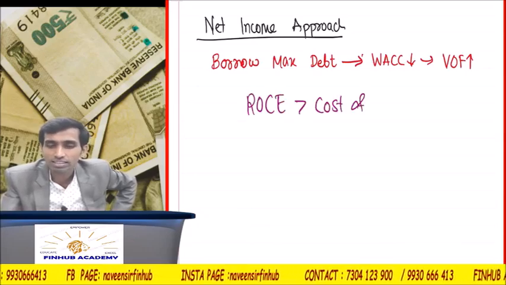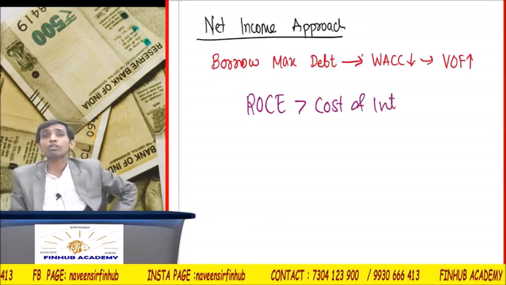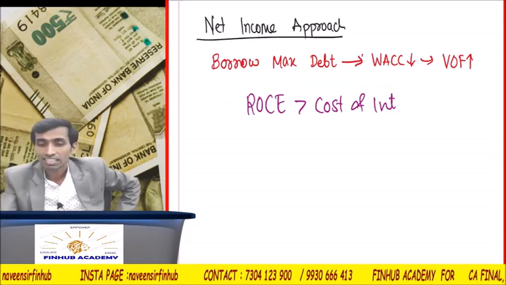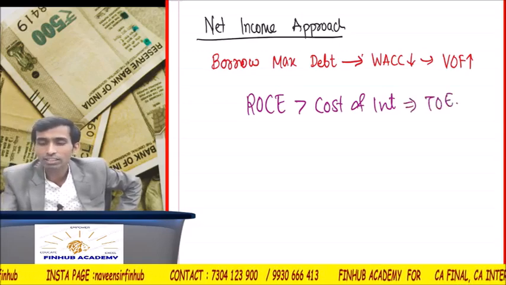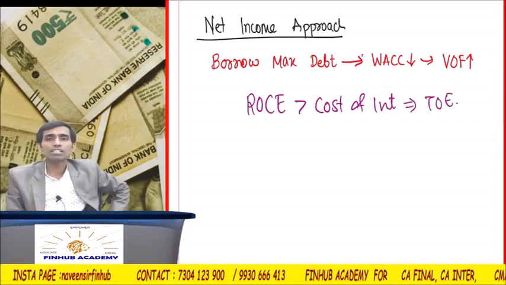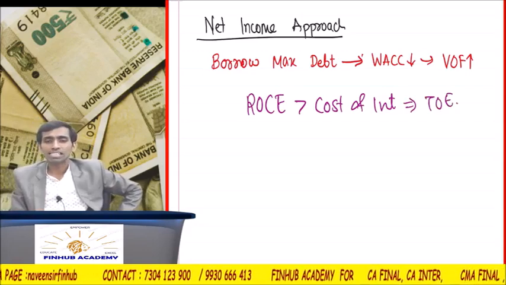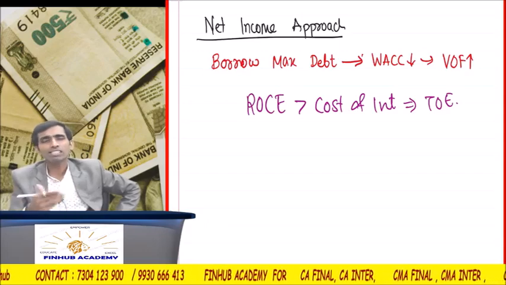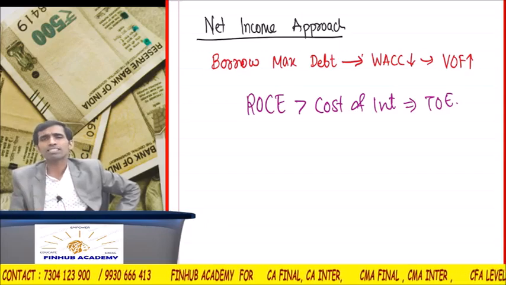What they are assuming is that the return on capital employed is greater than the cost of interest. What does this mean? Which phenomenon is applied? Trading on equity. TOE is applied. Is that clear? Please write all these things. I am giving you a shortcut so that if theory questions come, you can attempt them. Anyway, sums have nothing to do with this.